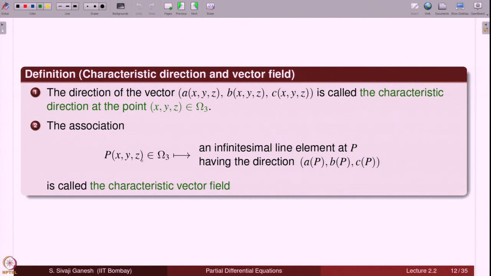We cannot draw things in 3 dimensions, but imagine this is your omega, and at any point you put some lines like that. These are the directions of (A, B, C) at that point. Of course, it varies from point to point and so on. So this is called the characteristic vector field associated to the quasi-linear equation QL. If you change the equation, (A, B, C) will change, therefore this association will also change.